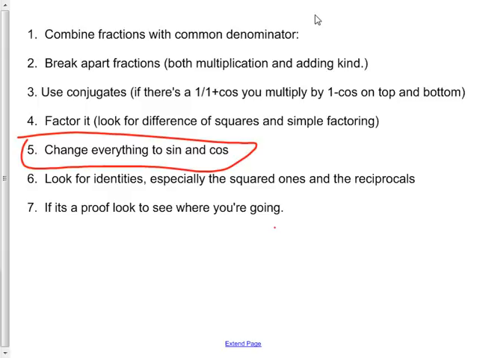Number 6, look for identities. Yeah, you just got to know those identities. If you haven't spent some time studying them yet, where you actually just look at that sheet we gave you or the flashcards I made you, you need to. That'll help a lot. And next up, number 7.